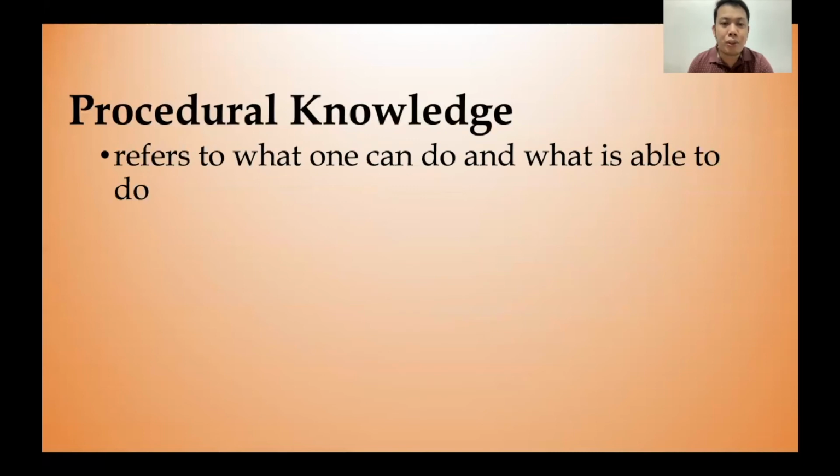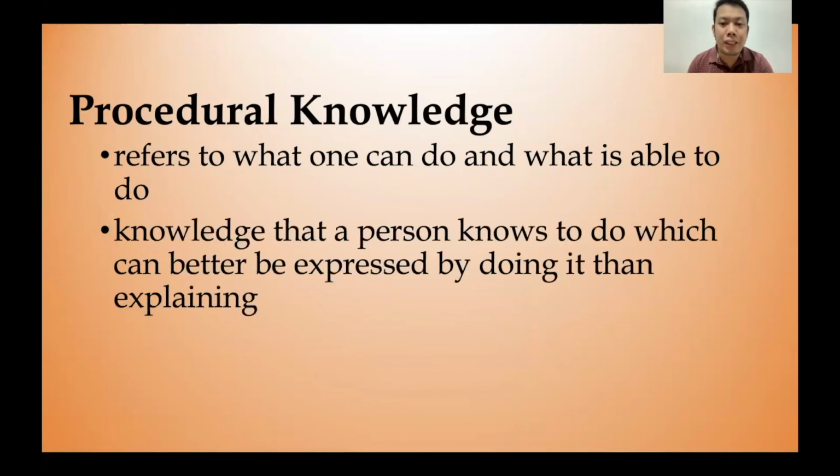So it refers to what one can do and what is able to do. Okay. So knowledge that a person knows to do, which can better be expressed by doing it than explaining. So in declarative, you know the knowledge, and you can always state it. You can always say it. In procedural, instead of telling the knowledge, you have to express by doing it.